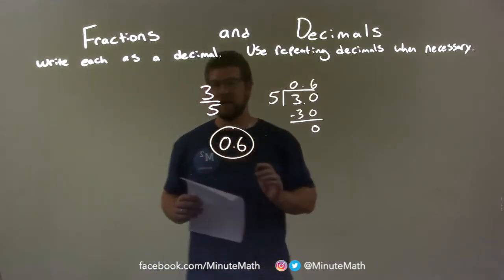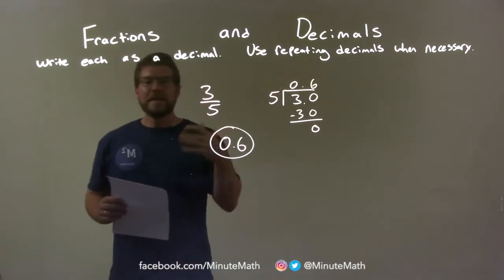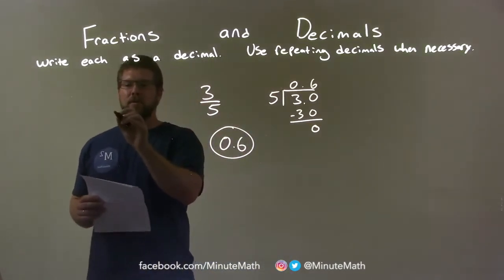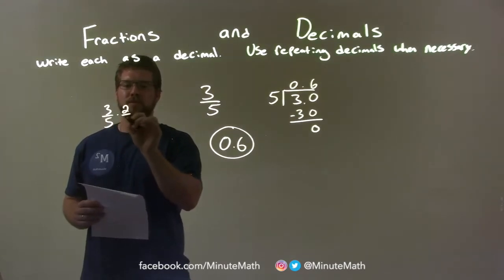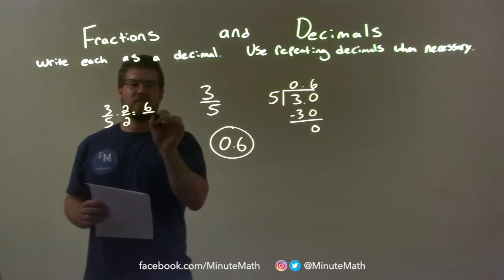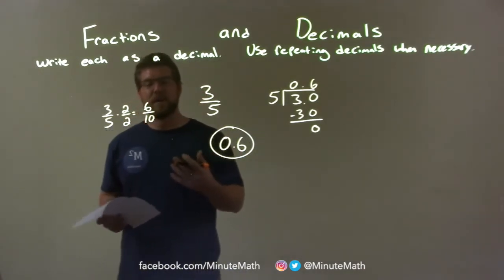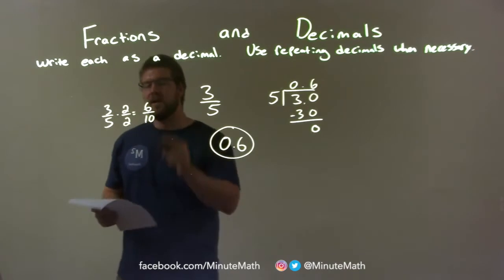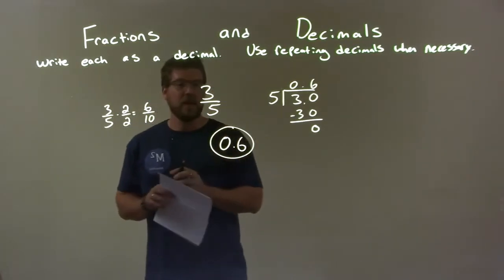That's it. Okay? Another way we could do this, right? 3/5, if we double the numerator and denominator, so if I had 3/5 right here and I multiplied that by 2 over 2, well, I would get 6 over 10. Okay? And 6 over 10 is the same thing as a decimal 0.6. So some people like to quickly see it that way. It's up to you.